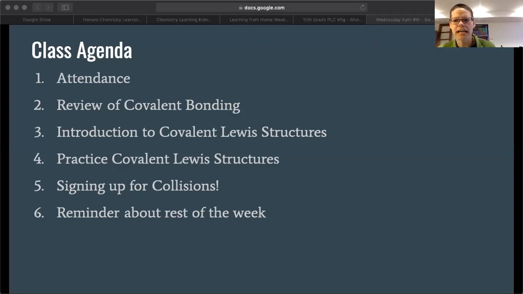So for today, we are going back through covalent bonding, and we're going to go over how to do covalent Lewis structures. And I'm going to go over what it is you need to do for me for the week. And as a reminder, this is our only class this week.